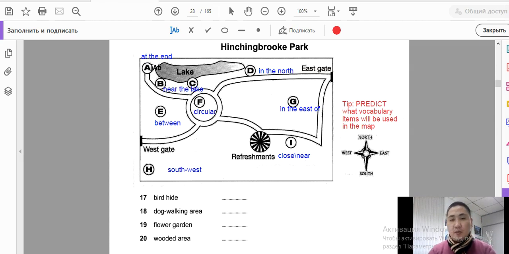Really indicate how big it is, but anyway, you can see the two gates in. You can see the two gates. You see West Gate and East Gate.